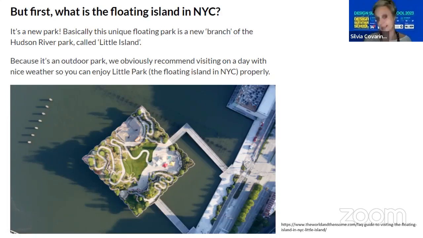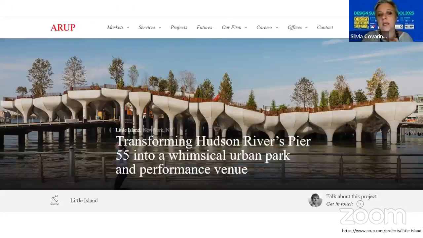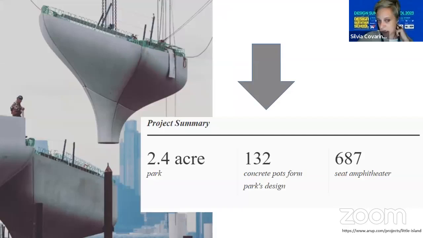Now, this is a case of design with water, design on the water, creating this platform. This is kind of aggressive design. It's strong in its language. But let's see how it works. The project is the transformation of the River Pier 55 into a rhythmical urban park and performance venue. Besides creating a platform, it is a 2.4-acre park, with 132 concrete pots supporting the park design.